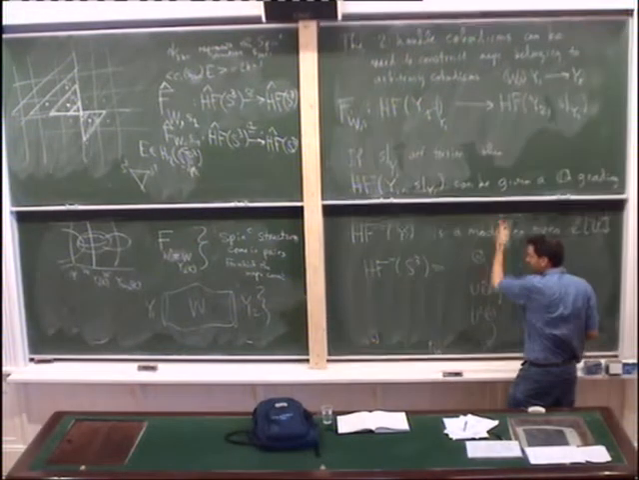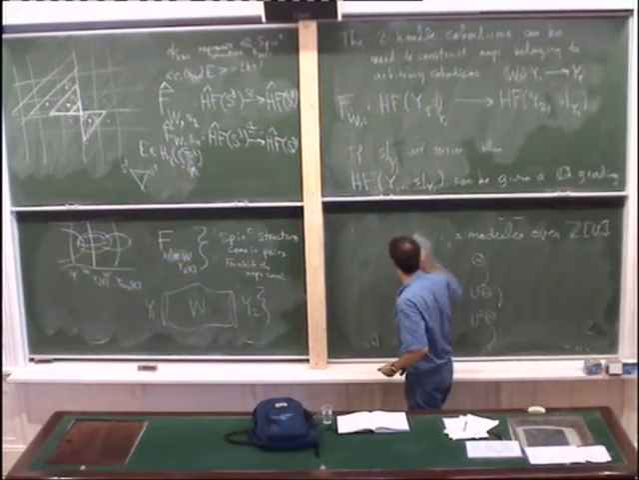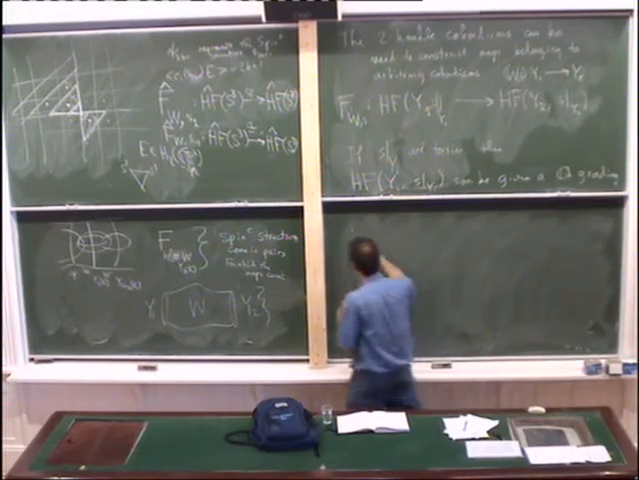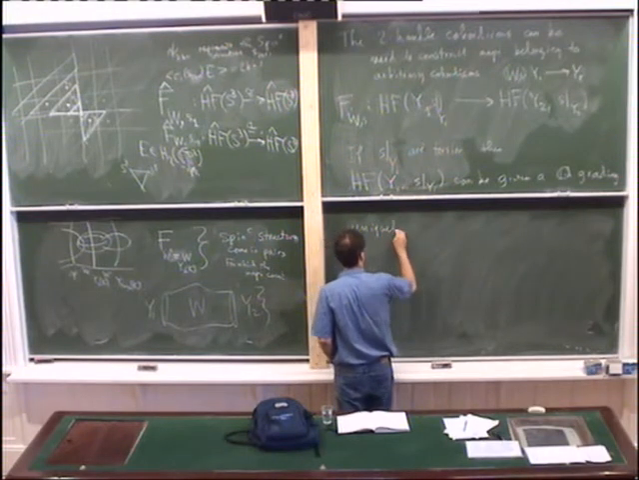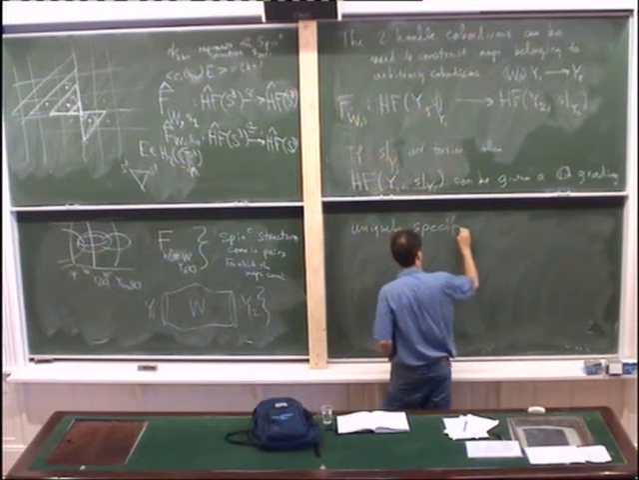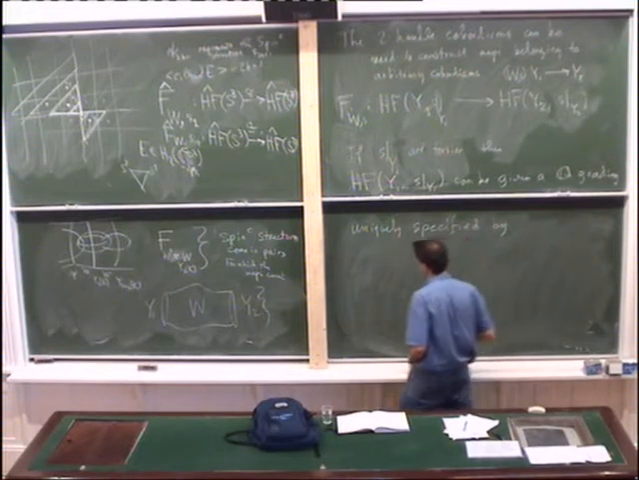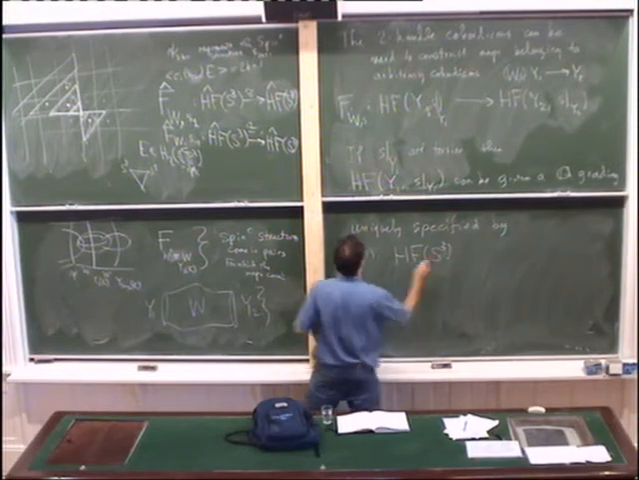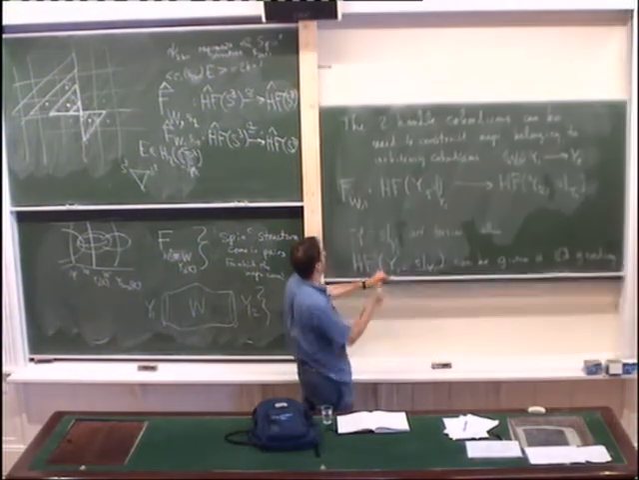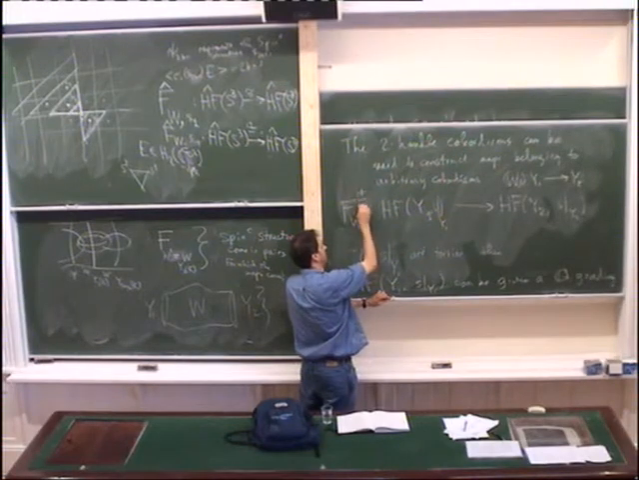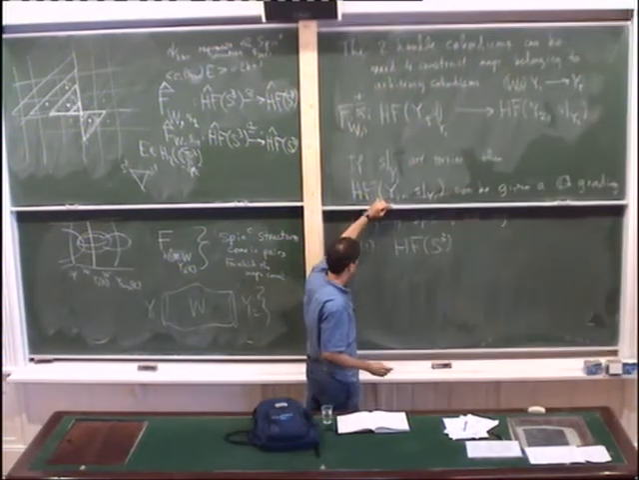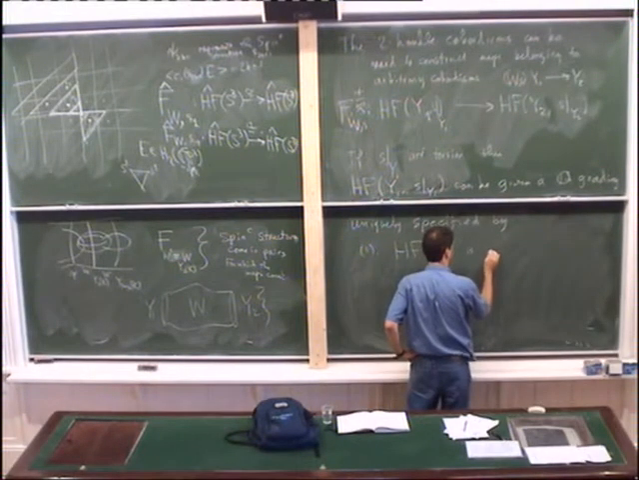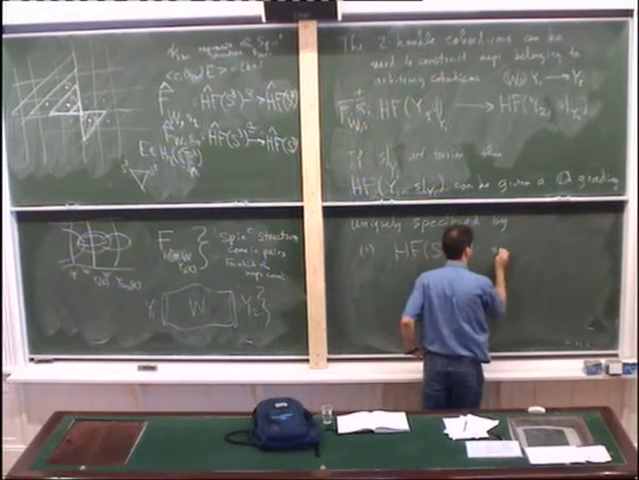So each element in the Floer homology is graded by a rational number, which is uniquely specified by the following axioms. First of all, the Floer homology of S3. So again, here I didn't specify which type of Floer homology. We can use either plus, minus, infinity, or hat. And the characterization is that HF hat of S3 is supported in dimension 0.